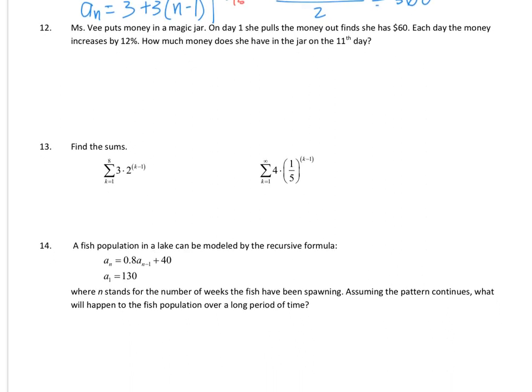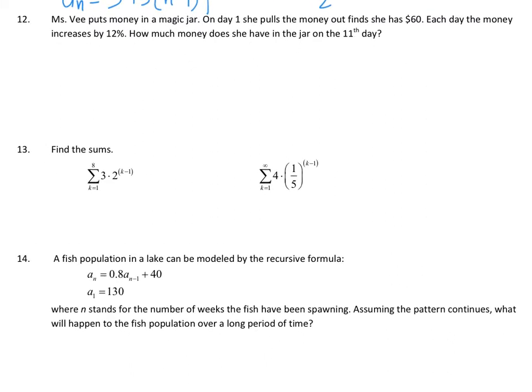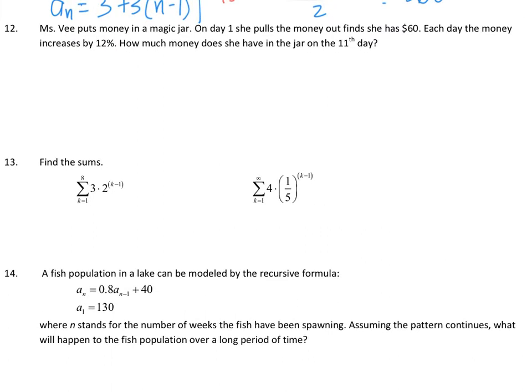Ms. V puts money in a magic jar. On day 1, she pulls the money out and finds she has $60. Each day, the money increases by 12%. How much money does she have in the jar on the 11th day? So increases by 12%. The rate is not 12. The rate is 1 plus or minus the percent of either increase, and that would be a plus, or decrease.